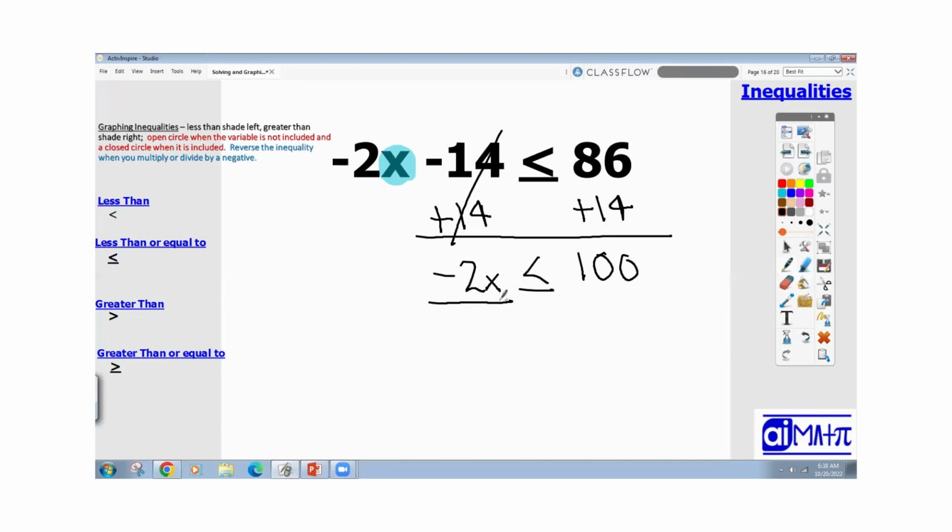I'm going to divide by -2 because the x is my only concern. -2 divided by -2, +1. I drop down the x. And then 100 divided by -2 is -50. And I look at this symbol. It started off as less than or equal to -50, and I want to make it greater than or equal to because I divided by a negative, and that would be it.